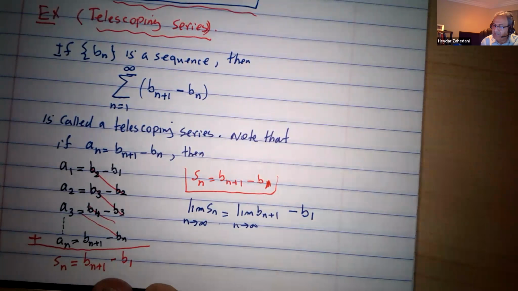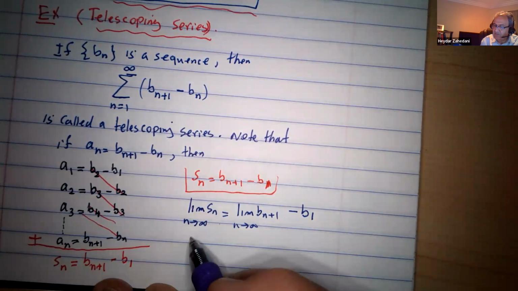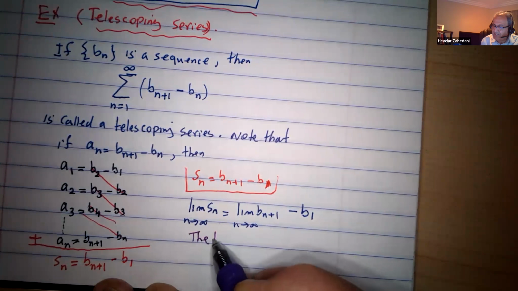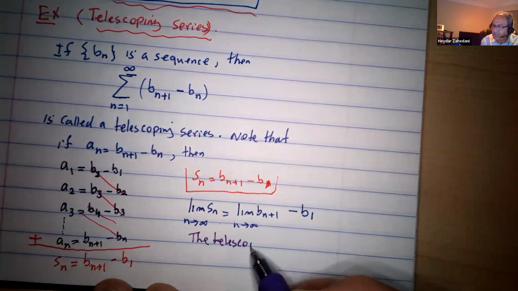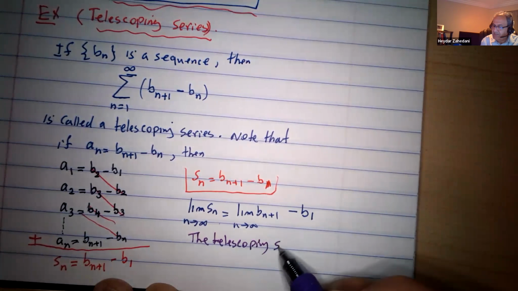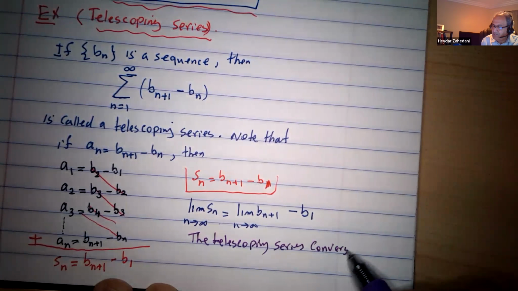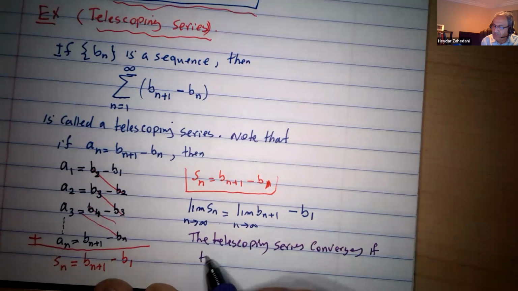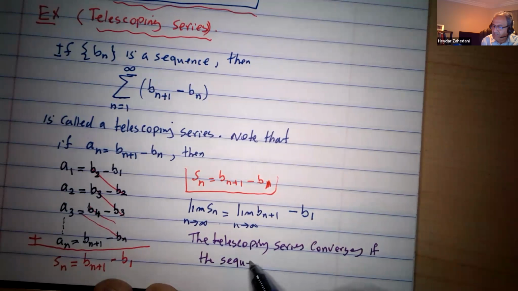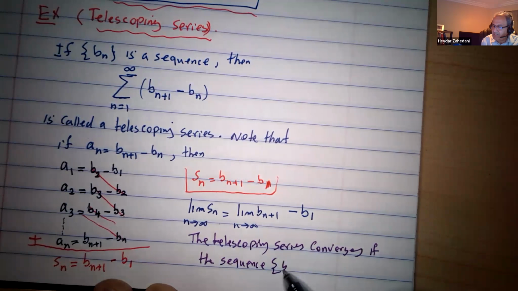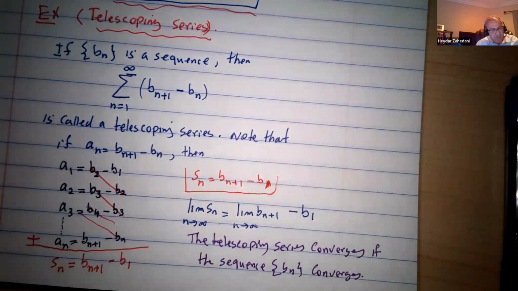So basically, you can say that the telescopic series converges if the sequence Bn converges. In practice, we can do it. We do this one all the time. We have to do it to see whether that series is going to be convergent or not.